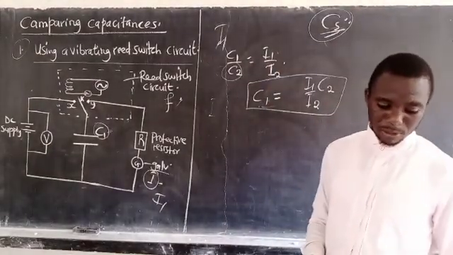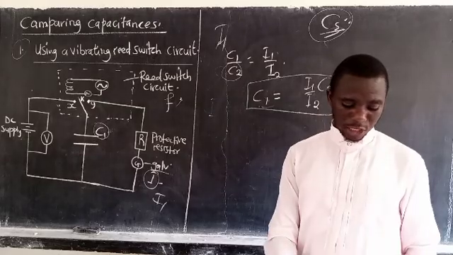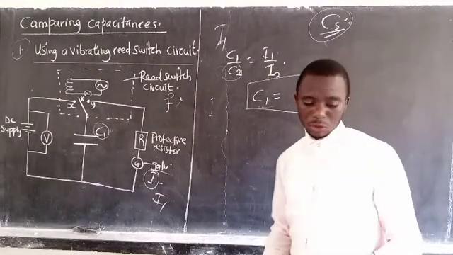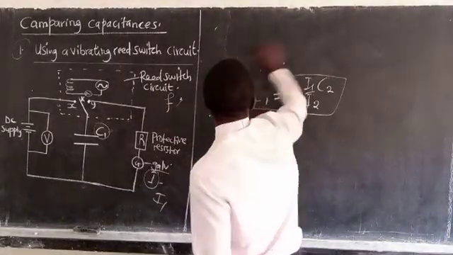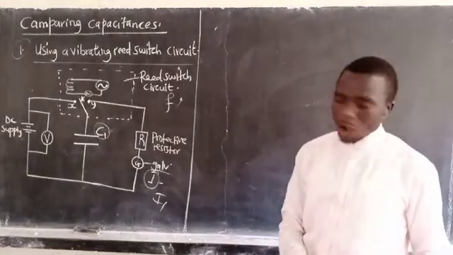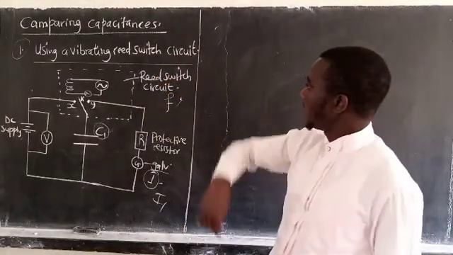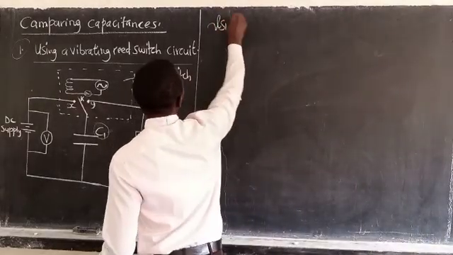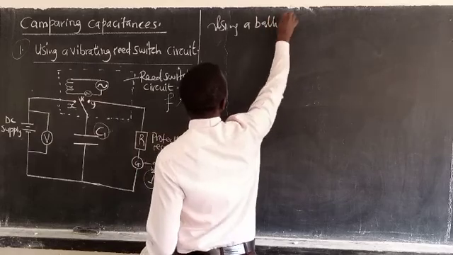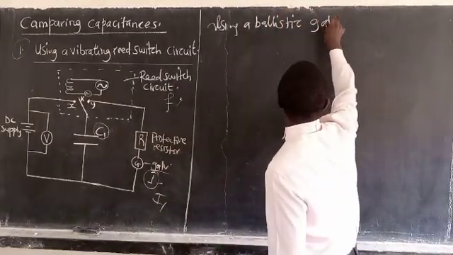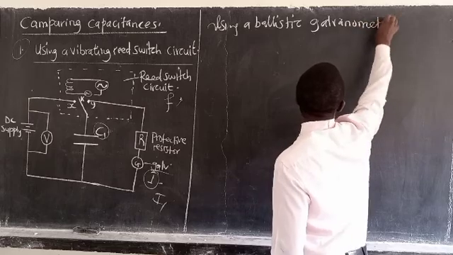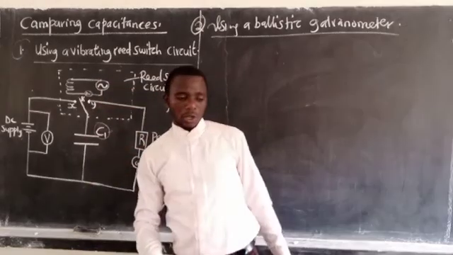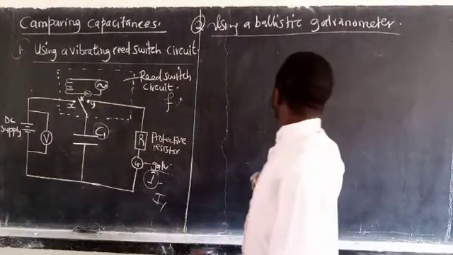We want to do this same experiment using a ballistic galvanometer, and this one is now part B. So comparing capacitances using a ballistic galvanometer. This is now the second one.